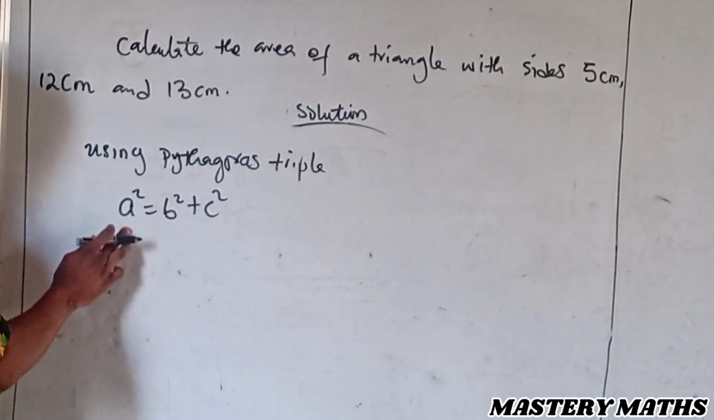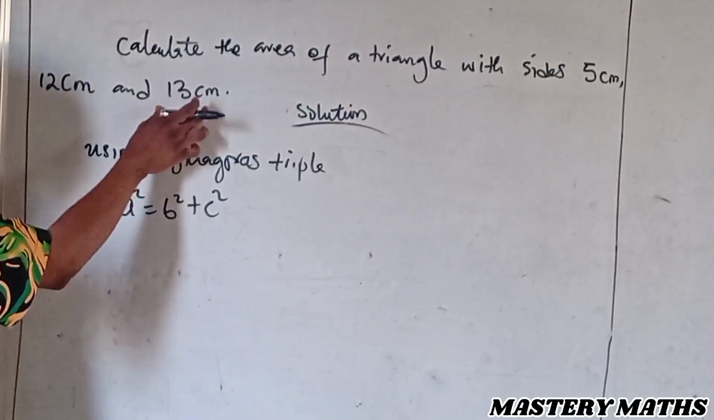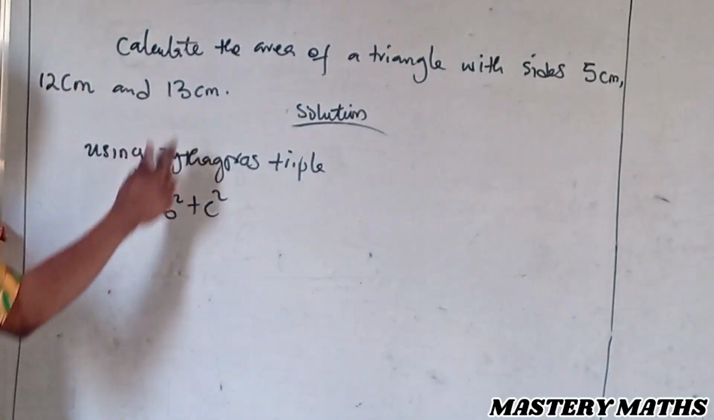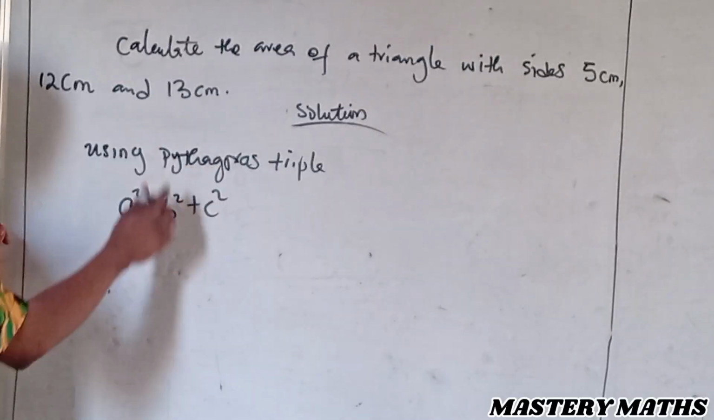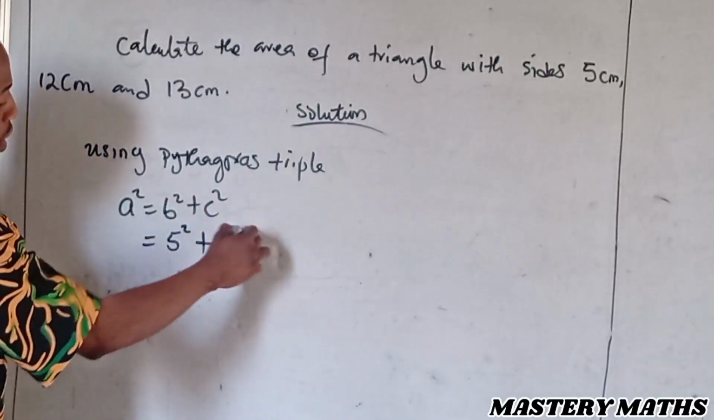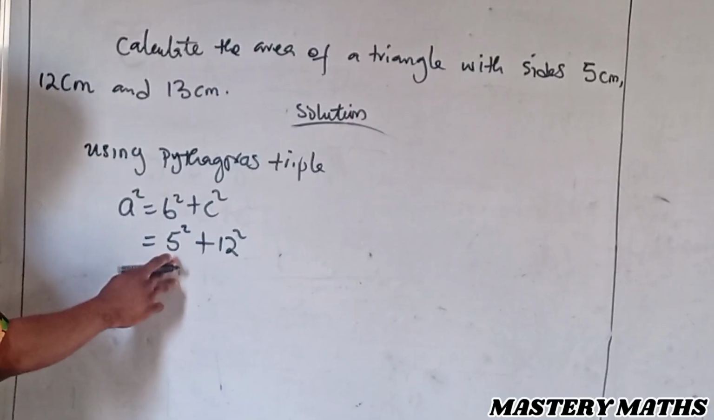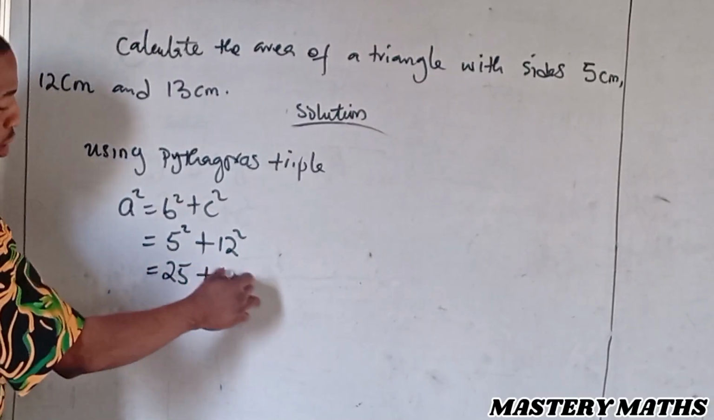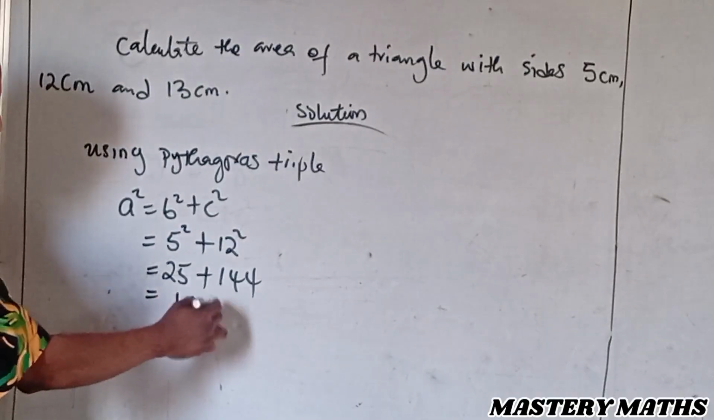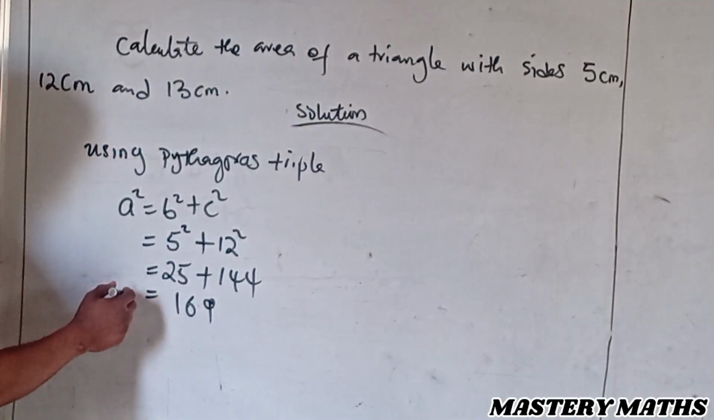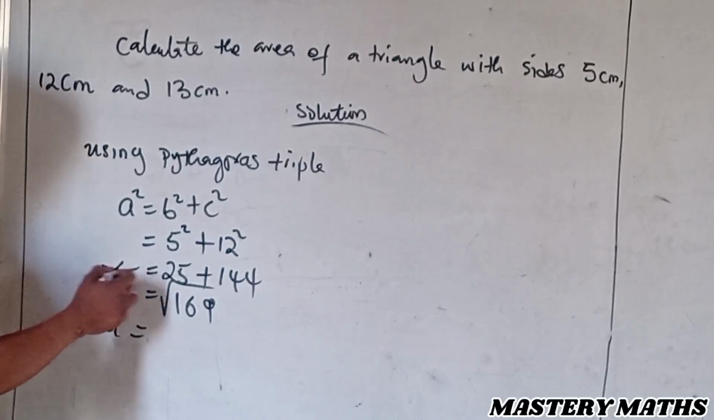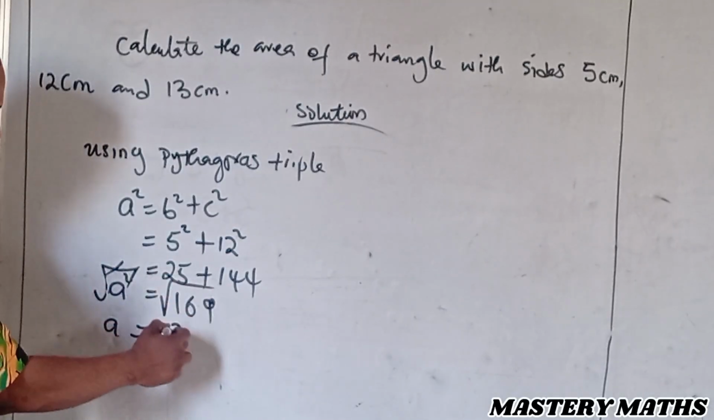Now, let's do it together. This one out is the 13, but we'll not put it here. We want to use the first and second to know if it gives us the third one. The first one there is 5 square plus 12 square. 5 square will give us 25, plus 144. So 25 plus 144 will give us 169. Now remember, it's a square, so we take the square root of both sides. When this cancels out, the square root of 169 is 13.